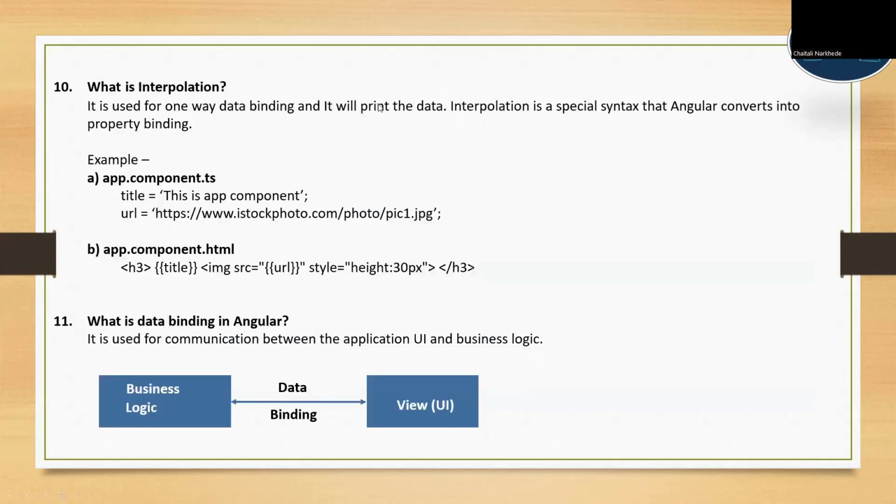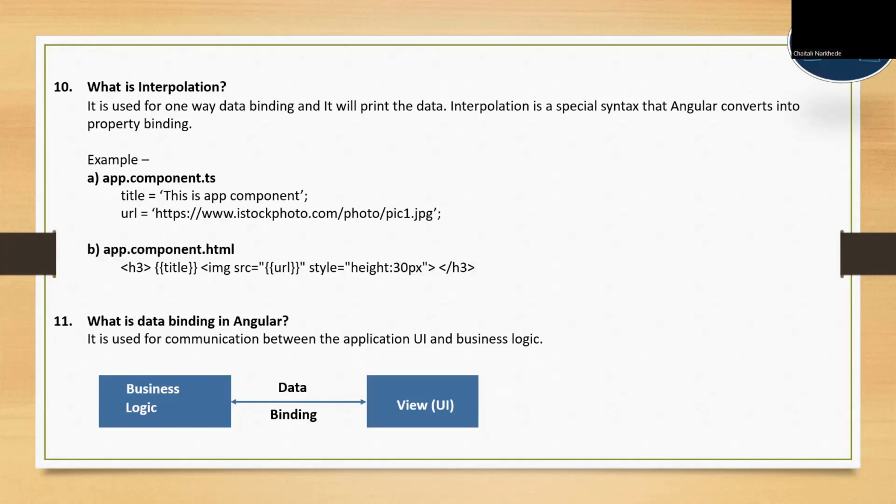What is interpolation? It is used for one-way data binding, and it will print the data. Interpolation is syntax that Angular converts into property binding. Example, suppose we have an app.component.ts file in which we have title and URL properties, and you want to display those properties in your HTML page. So you will use interpolation to print the values from the view to HTML.